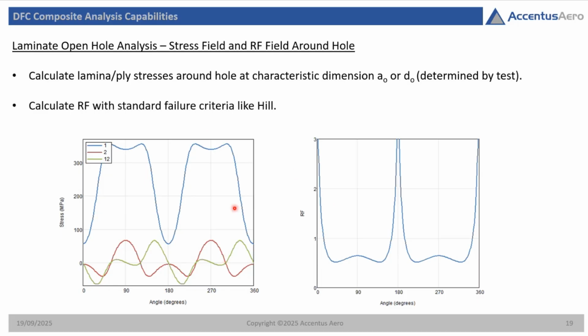So this is typically your stress state around the hole, and this is typically your RF state around the hole at each angle. You can see in this case, at roughly 40 degrees, this is where you get failure. 40 or 180, 140, and so on. So this is where you get your min RF around the hole.